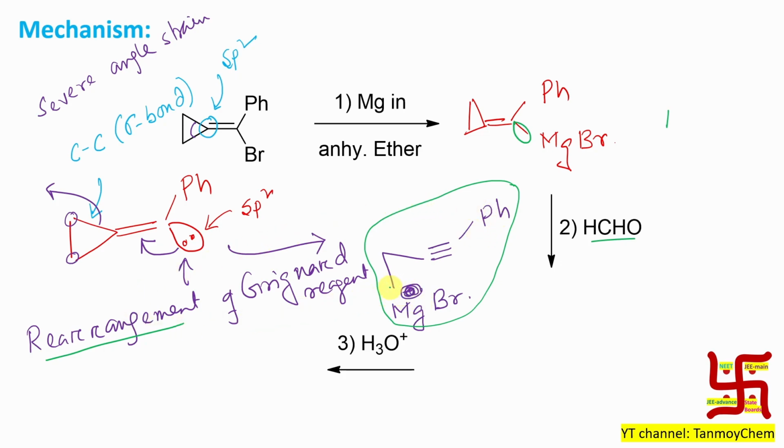And now obviously this is the carbanion. This has a bond with magnesium. Now this part is delta negative, so it will act as a nucleophile and it will attack this formaldehyde. By the way, formaldehyde is called a super electrophile, or a very high electrophile.